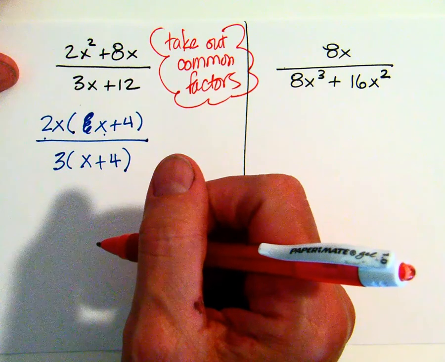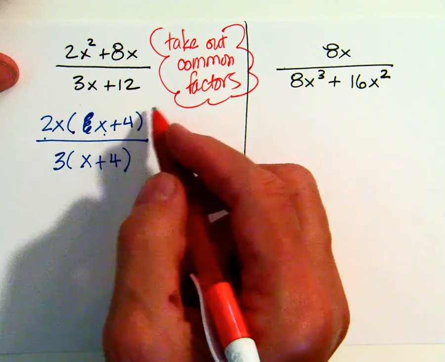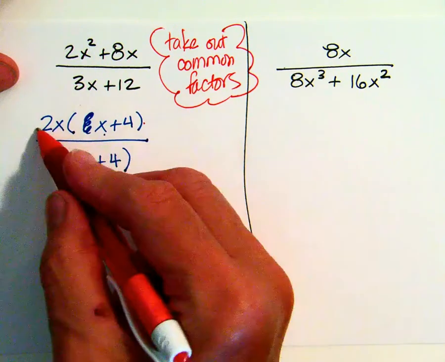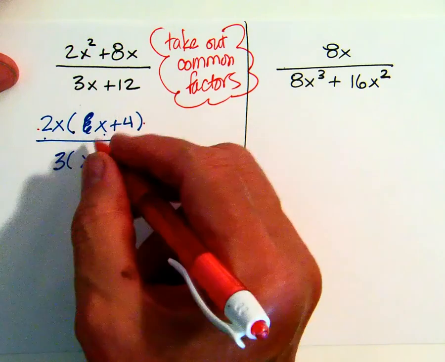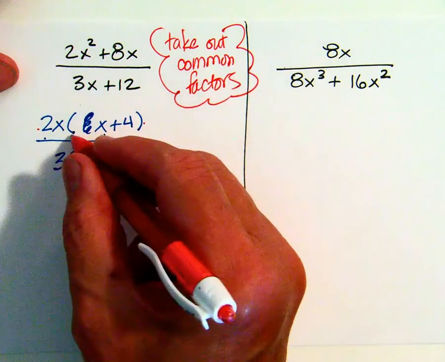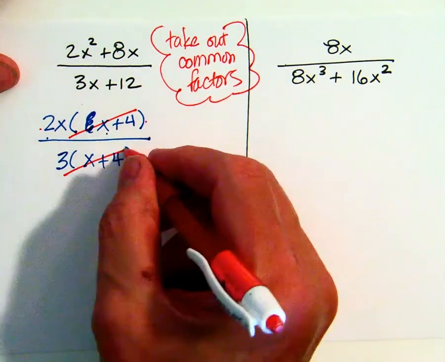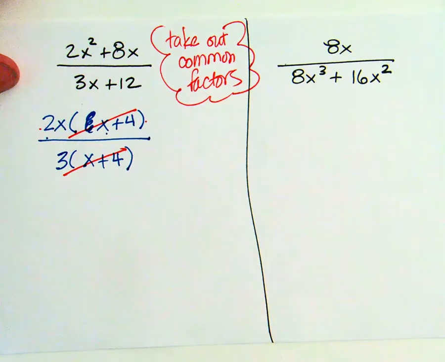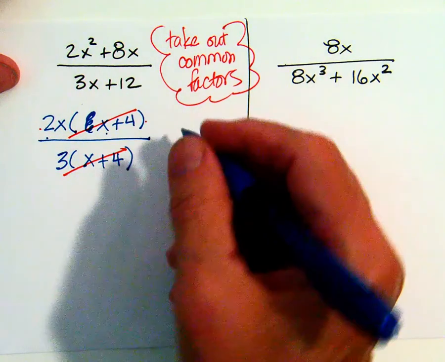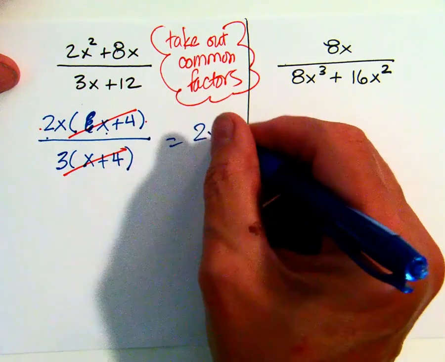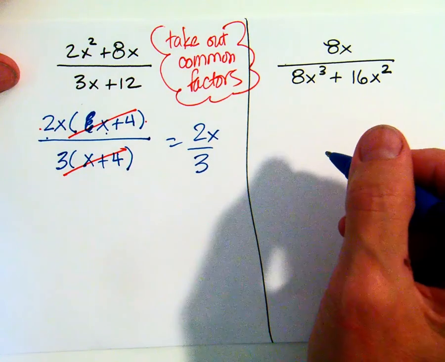Remember, we only cancel the multiplies, but this group is multiplied. This group is multiplied. I'm not canceling addition. I'm canceling the group, which is multiplied by the others. So let's cancel out, and then our final solution here will be 2x over 3. That is the simplified version.